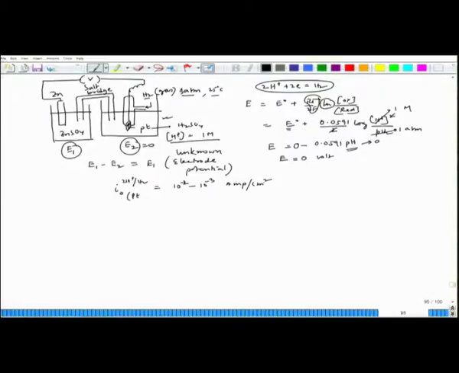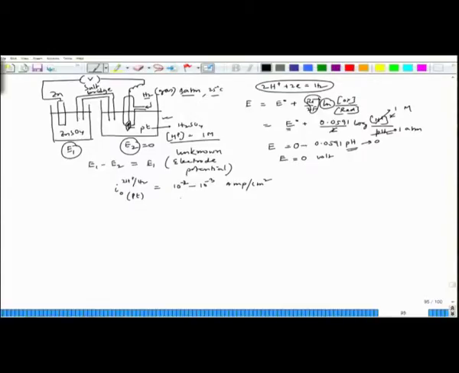Now, we should choose some particular metal where this hydrogen reduction exchange current density should be very, very high. What do you mean by very, very high, and what is the advantage of very, very high? A high value of I0 for this particular hydrogen reaction, which is the half cell reaction.